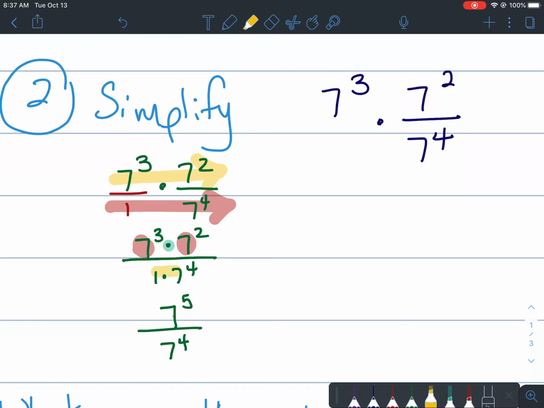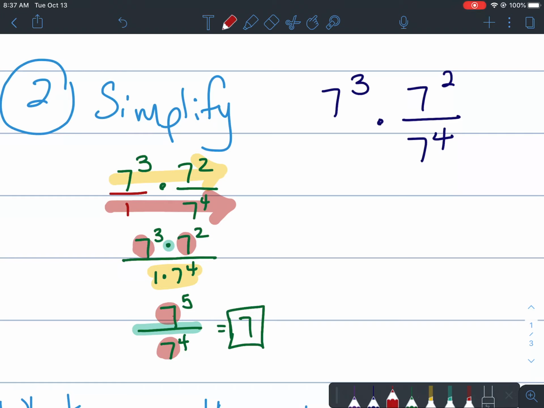Now, on that bottom there, we're just going to multiply because 1 and 7 are not the same base, and 1 times anything is anything. Now we ask ourselves again, well, what can I do here? We notice that it is division, and the bases are the same. Since it's division and the bases are the same, we can subtract the exponents, which is just 7 to the first power, or 7.